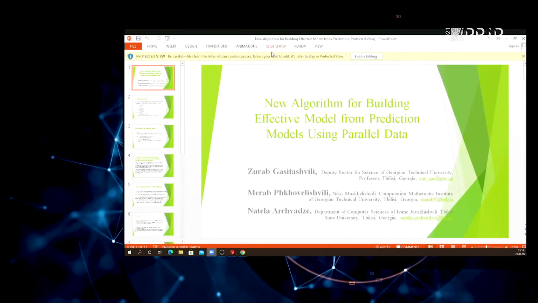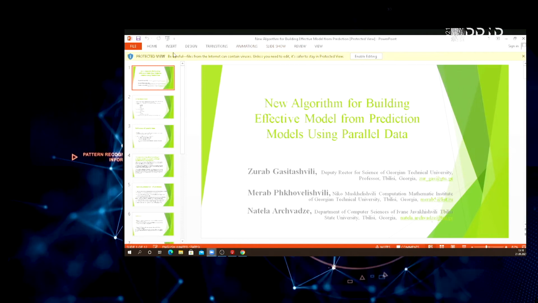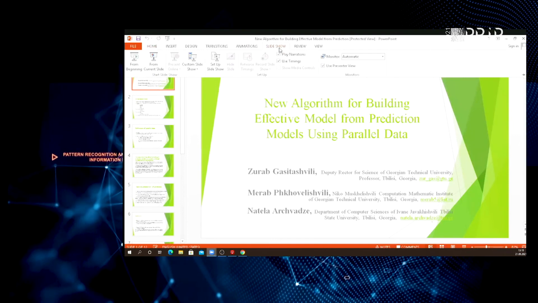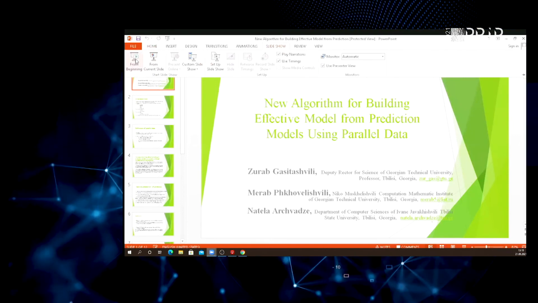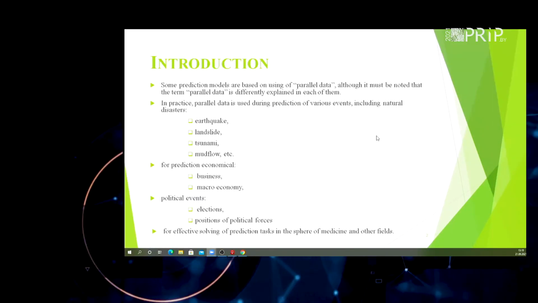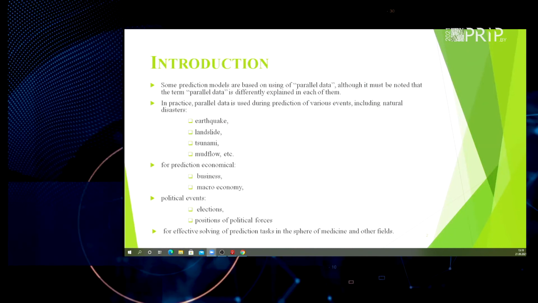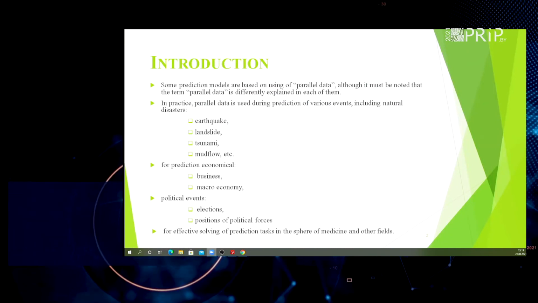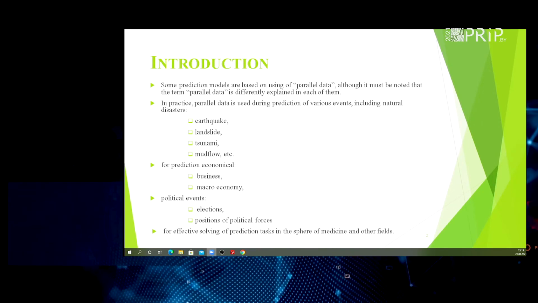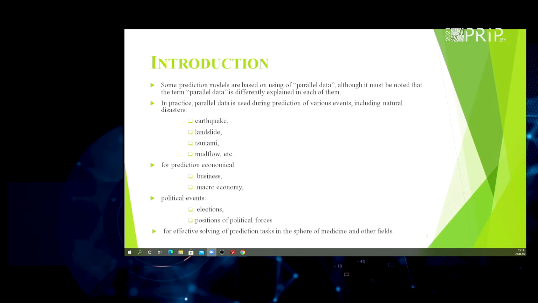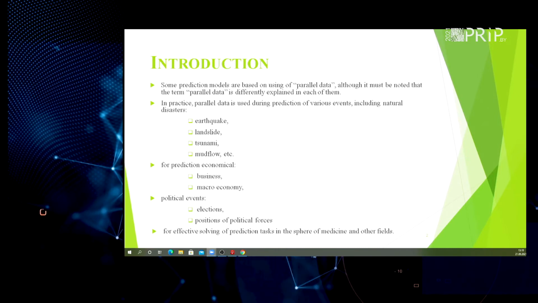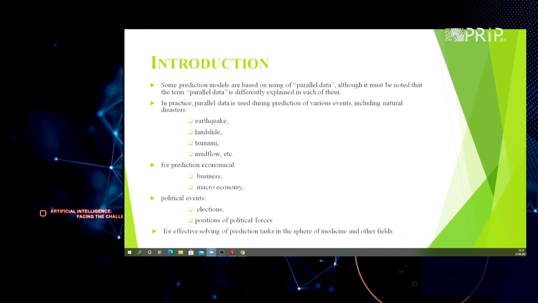New algorithm for building effective models for prediction using parallel data. So, building much more effective new hybrid models from prediction models using parallel data is discussed. The algorithm for selection of model pairs that have an advantage over any best prediction model is provided. Some prediction models are based on the use of parallel data, although it must be noted that the term parallel data is not definitely explained in each of them.